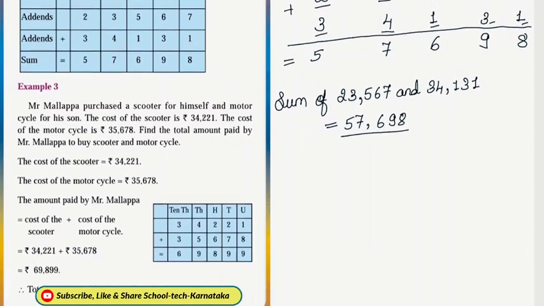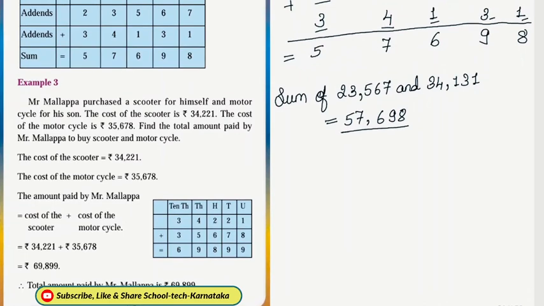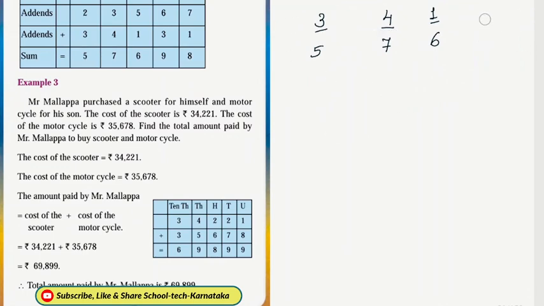Now similarly, let's check out our next example. What do we have in our next example? Mr. Mallappa purchased a scooter for himself and motorcycle for his son. The cost of scooter is 34,221 and the cost of the motorcycle is 35,678. Find the total amount paid by Mr. Mallappa to buy the scooter and motorcycle.